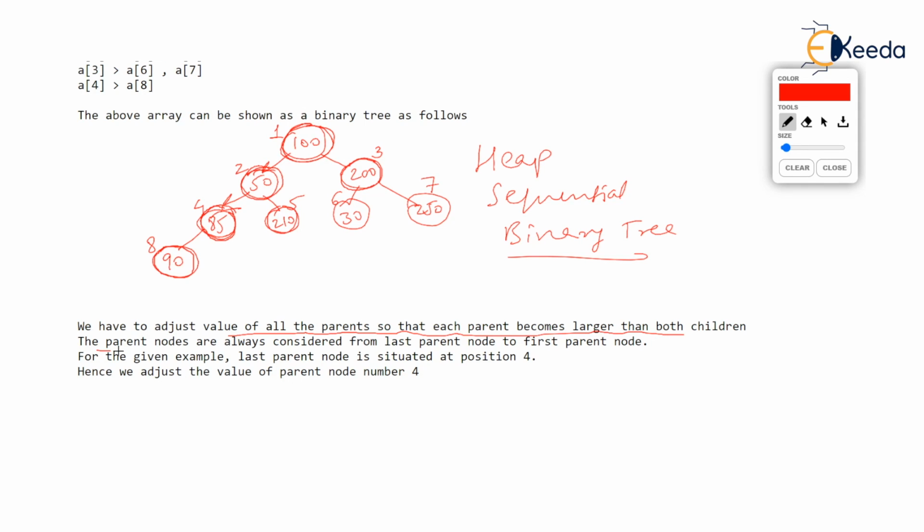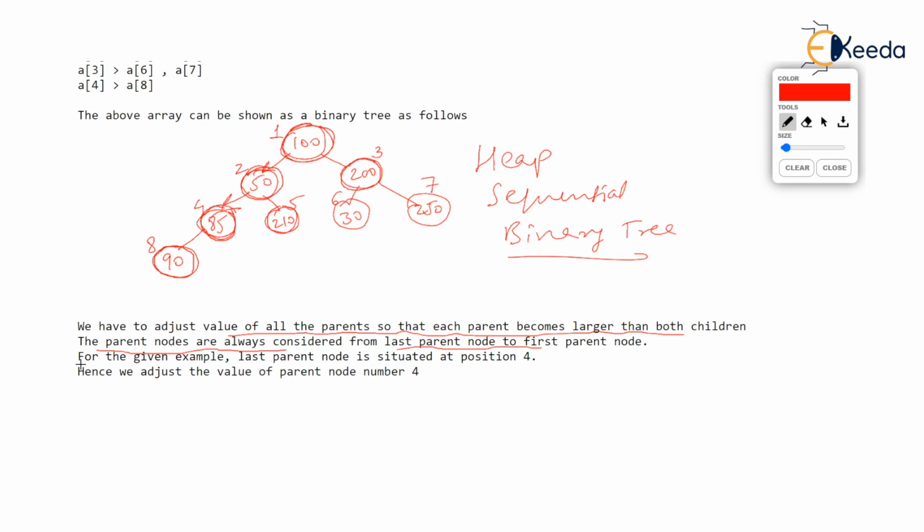The parent nodes are always considered from last parent node to first parent node. So we will start adjusting the fourth parent, make it larger than its child, then go to the third parent, make it larger than its children, then go to the second parent, make it larger than all its descendants, and finally adjust the first parent, make it larger than all its descendants. I hope you are understanding.